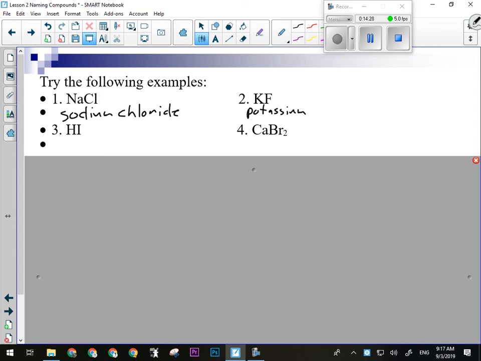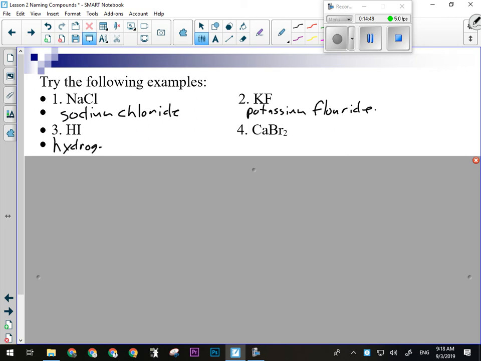Okay, and F stands for fluorine, right? So we're going to call that fluoride. Potassium fluoride is the name for that one. All right, number 3 has hydrogen and iodine in it. So it will be hydrogen iodide. Okay, now hydrogen's weird.